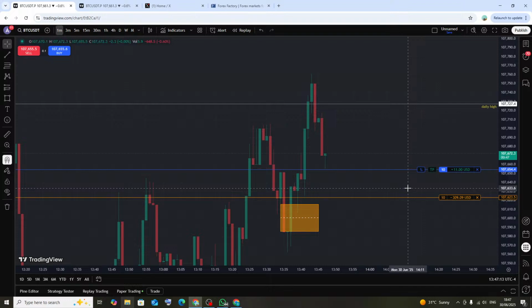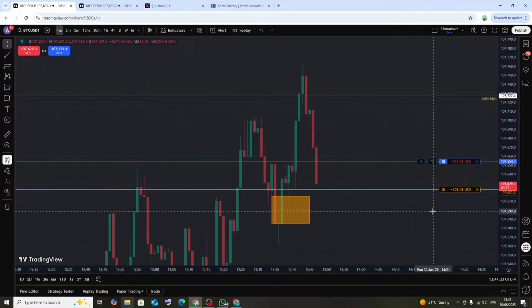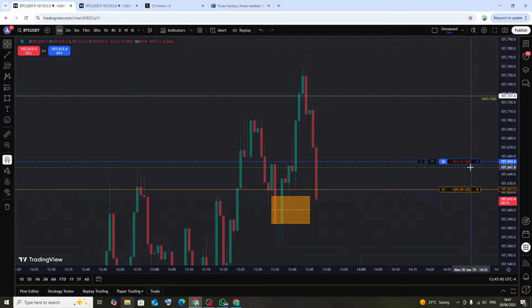623.5. I'll be losing just 1.1 if I lose this trade. I think we may have been stopped out. Yeah, got stopped out.